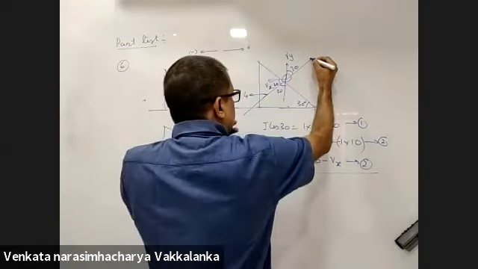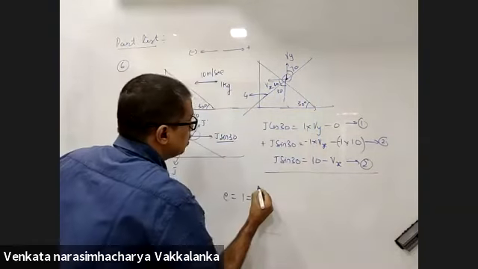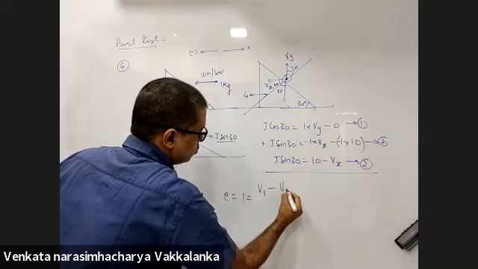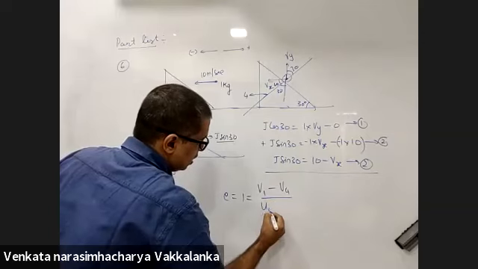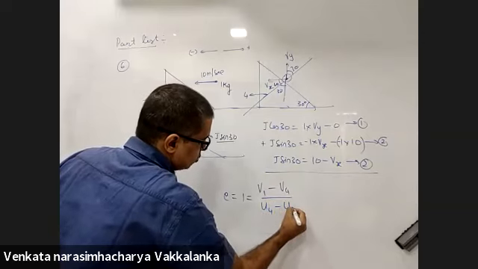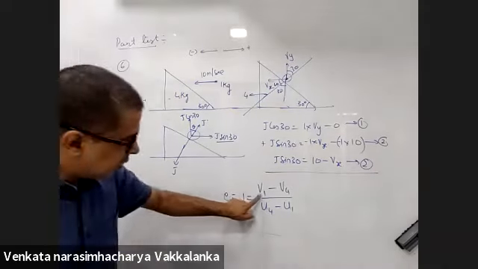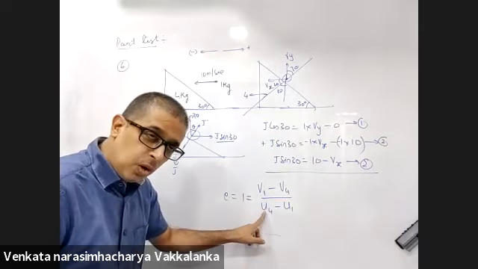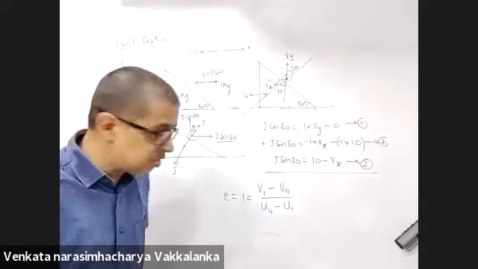Now, have a look at this. Small e is equal to velocity of the 1 kg mass final minus velocity of the 4 kg mass final, upon initial velocity of the 4 kg mass minus initial velocity of the 1 kg mass.